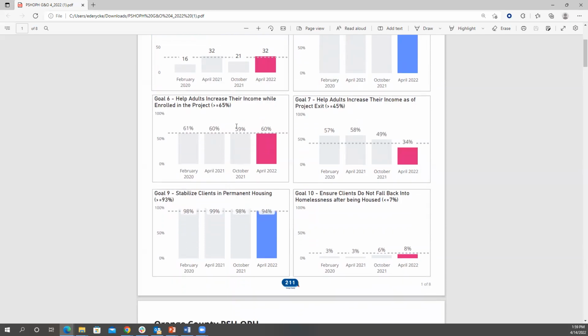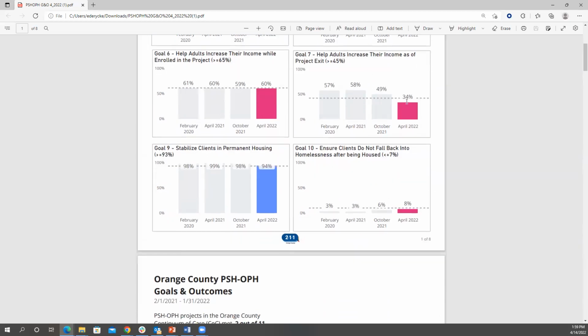Goal 6 is looking at adults that increased their income while they were enrolled in the project. You can see we've remained pretty consistent there, just under our threshold of 65%. Goal 7 is looking at adults that increased their income by the time they exited the project. We did have a little bit of a decrease there, but as I mentioned, I think that's because of new projects coming on. We'll go into a little bit more detail on this in a minute.